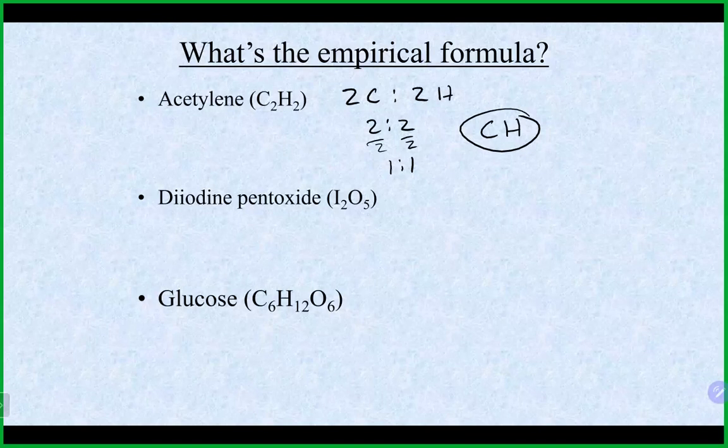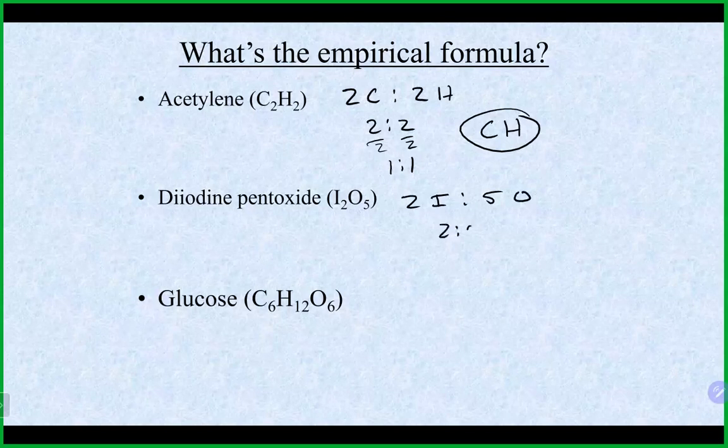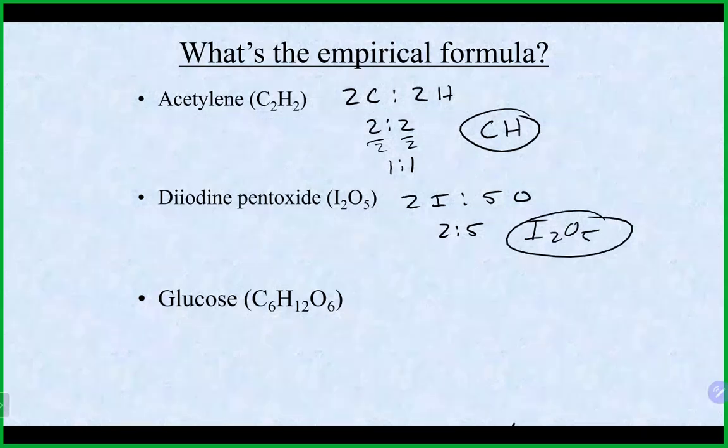Look at the next one, diiodine pentoxide. Here we have 2 iodines for every 5 oxygens. That is a 2-to-5 ratio. That is as low as you could go, right? There's no way to divide that out and still get whole numbers. And that's the key. Again, they do have to be whole numbers. The numbers on the bottom there can't have any decimals or anything like that. So in this case, our empirical formula would be the same as our molecular formula. Questions on that one?